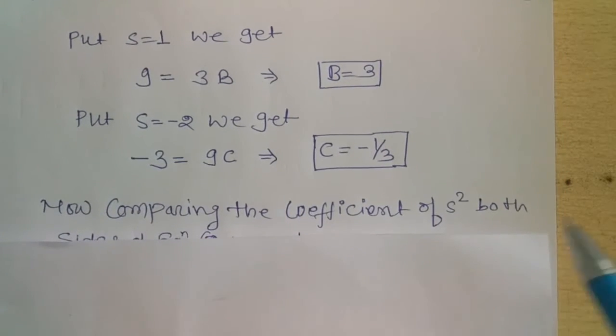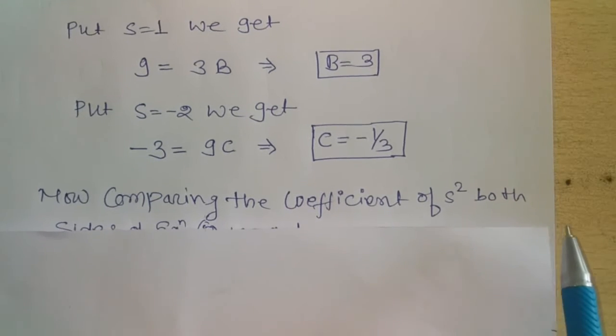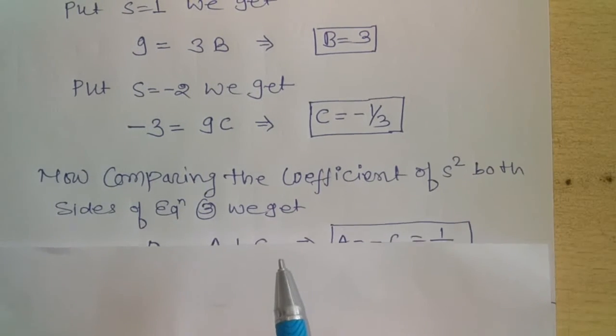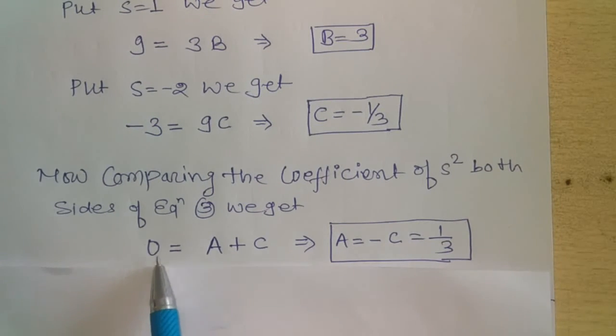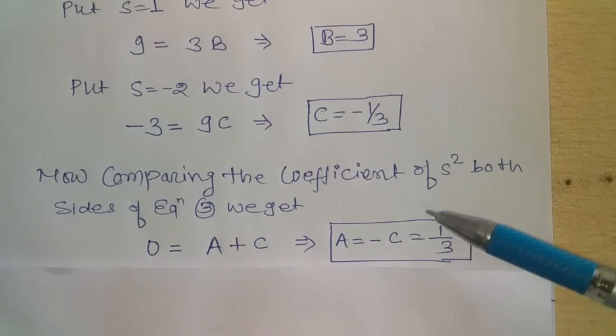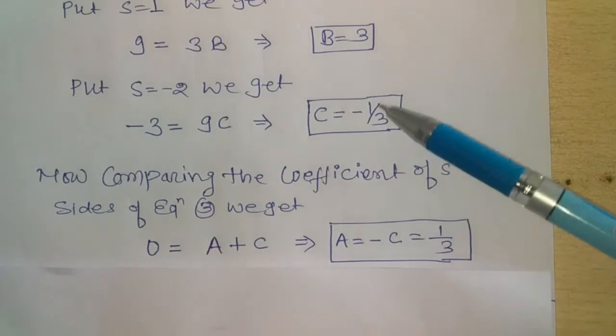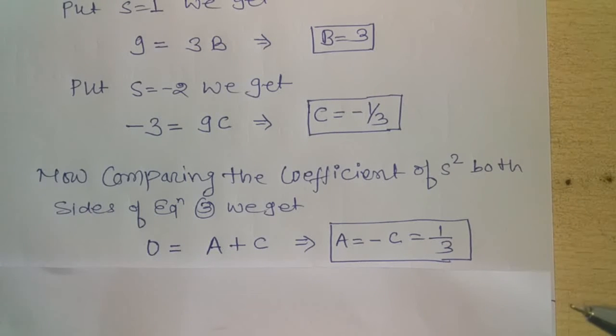So comparing the coefficient of s square on both sides of equation third, we get 0 equal to a plus c, which gives a equal to minus c, and so a equal to plus 1 by 3, as the value of c is minus 1 by 3. So these are the values of a, b, c. Now we substitute the values of a, b, c in equation second.